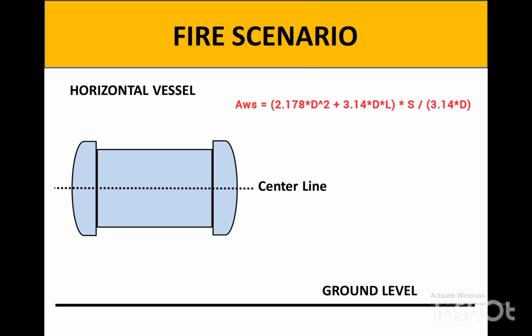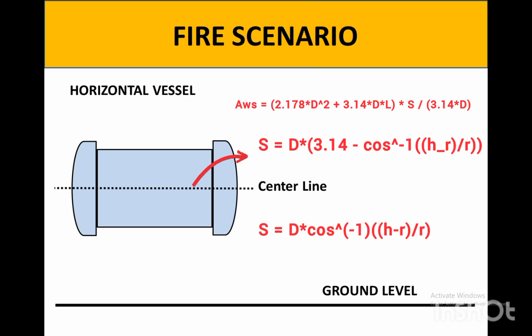If the liquid is above the center line, we use this for S. Then S equals D times the quantity of pi minus R cosine of H minus R all over R. If it's below the center line, we use this correlation. And H represents the amount of liquid within the vessel, not the liquid height from the level gauge. We should consider how much liquid height is within the vessel. You know how to find that; I have discussed it for the vertical vessel, and in the horizontal vessel it is the same.